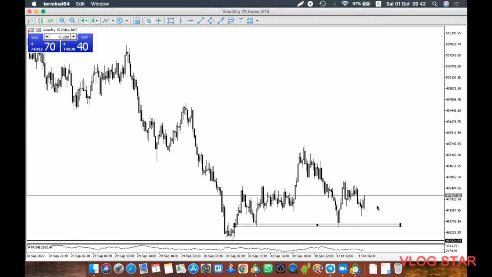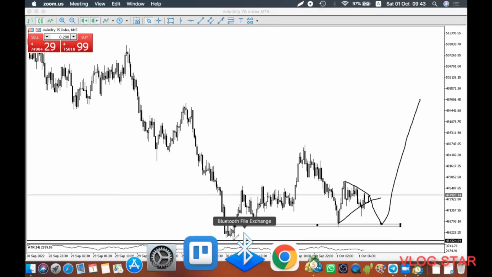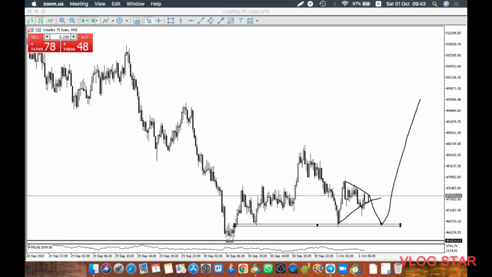You don't force the market. Let's say it's like this. The market does that, comes to this area. You can still enter here. And your stop loss below this one. Stop loss below this one. Then you're safe.